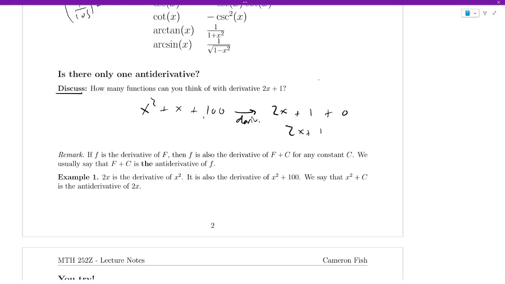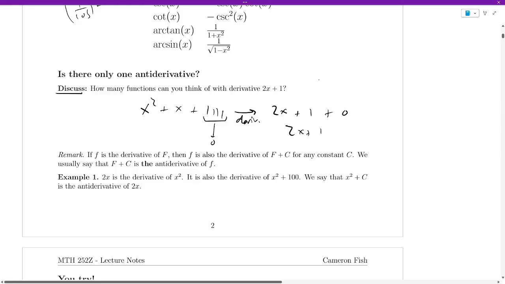And since the derivative of any number is 0, this doesn't have to be 100, right? It could be 101. Or whatever. Any number you could put here is going to be something whose derivative is 0. So actually there's an infinite number of functions whose derivative happens to be 2x plus 1. At the very least, I can make a new one just by changing the number here. So that's important.